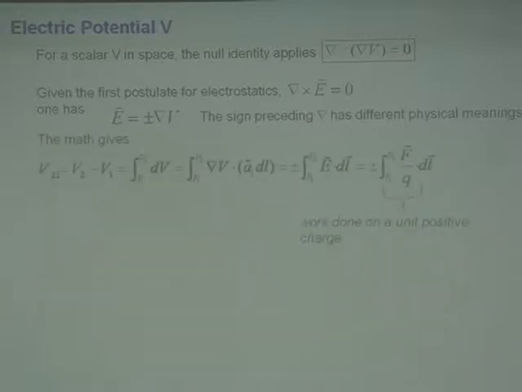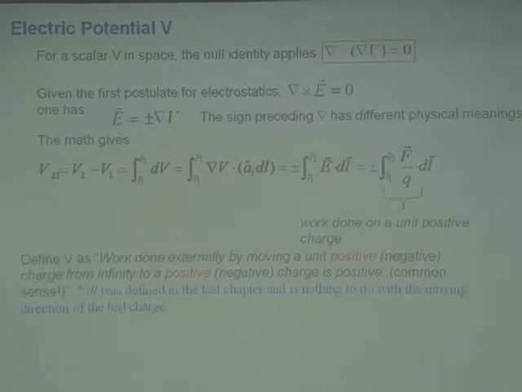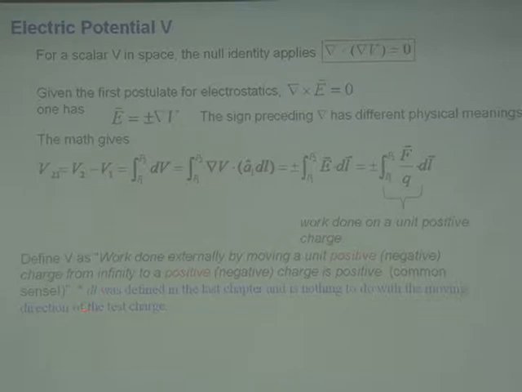And the key is that this DL was defined in the last chapter, and it's nothing to do with the motion, moving direction of the test charge. Okay, DL 并不是呢，它的方向并不是指你移动这个电荷移动的方向，不是，它是定义在这个 XYZ coordinate system 或者是 R theta phi 或 R phi z coordinate system 里头已经 well defined 它的方向了，你不能随便改它。Okay, that's why you can establish a minus sign in this expression.